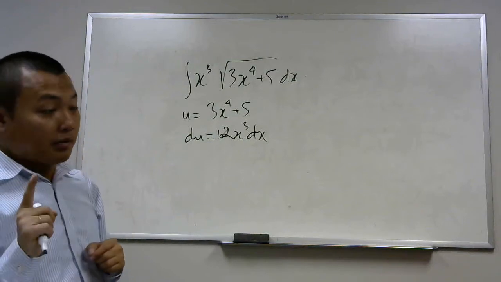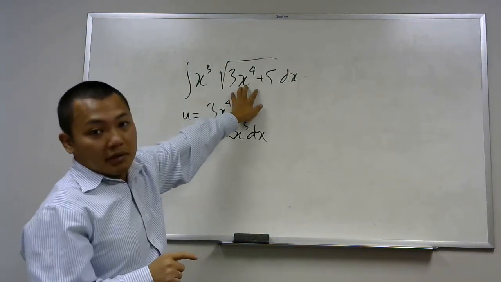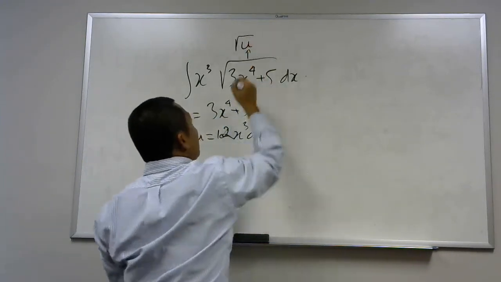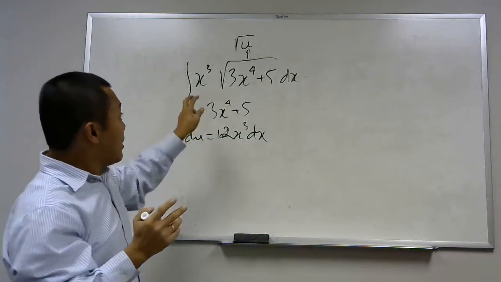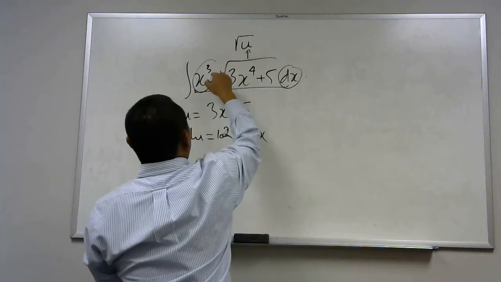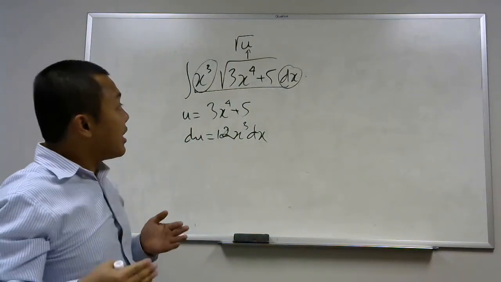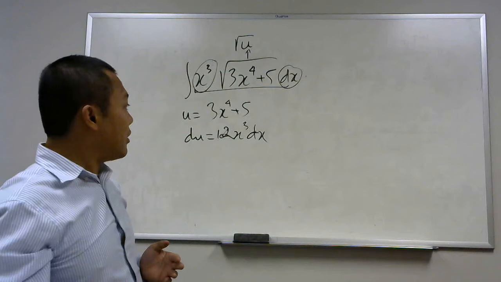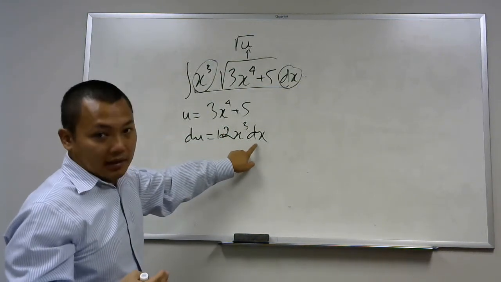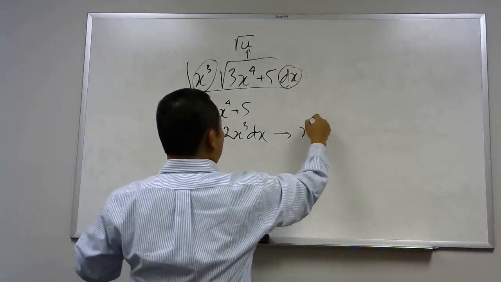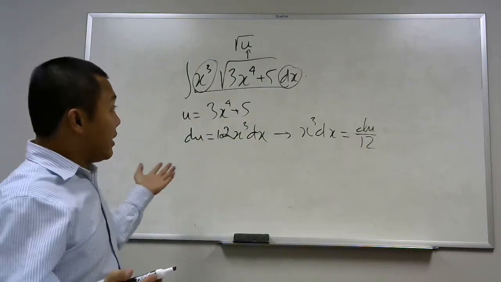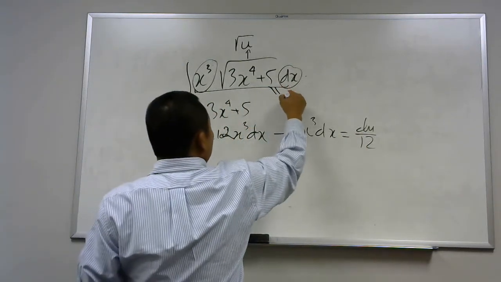I'll check my original integral. We put this equal to u. So basically, if we rewrite this, we have the square root of u, right? So we still have x cubed and dx. You see? x cubed and dx. How can we express x cubed times dx via u or du? We can find that in here. This is x cubed dx. So I need to solve: x cubed dx equals du over 12. Alright? So basically, this is du over 12.